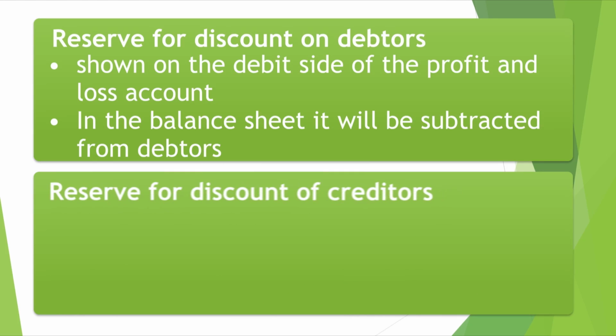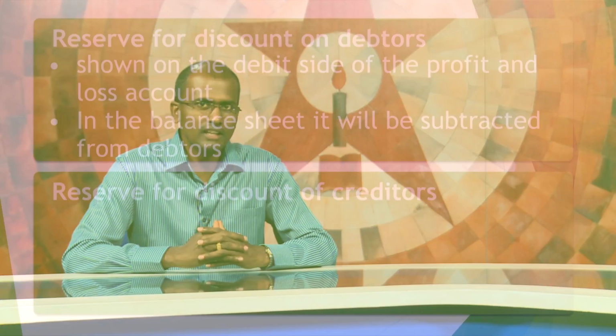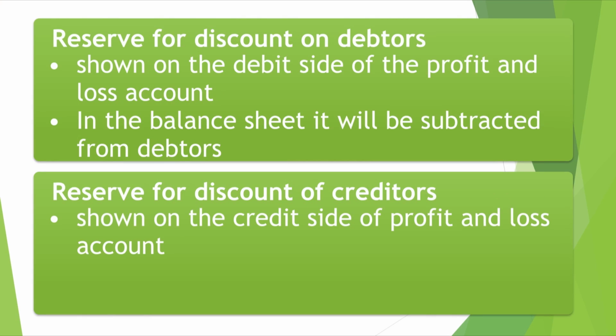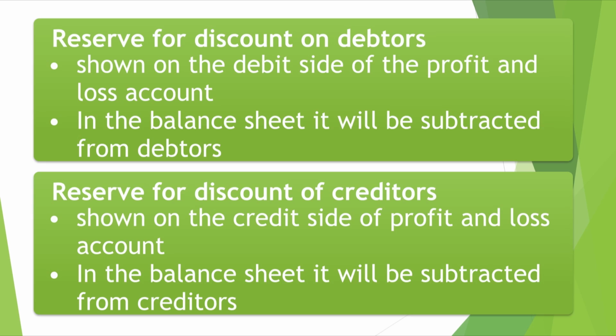Reserve for discount on creditors. This is the expected discount that the supplier or creditor would give to us. It is calculated on the creditors. It will be shown on the credit side of profit and loss account, and in the balance sheet it will be subtracted from creditors. After making all these adjustments, the balance sheet must tally, or in other words, the total of liabilities and assets would be equal.